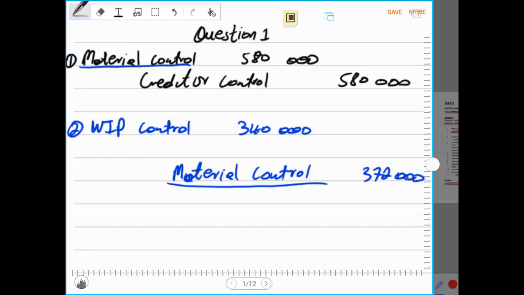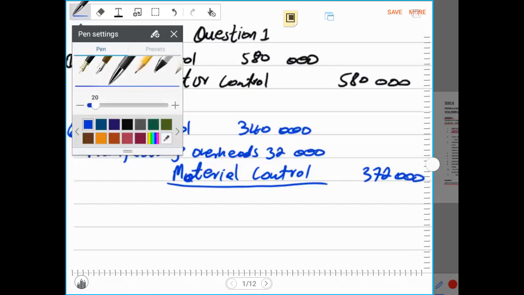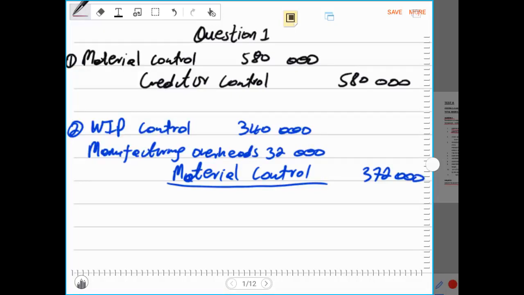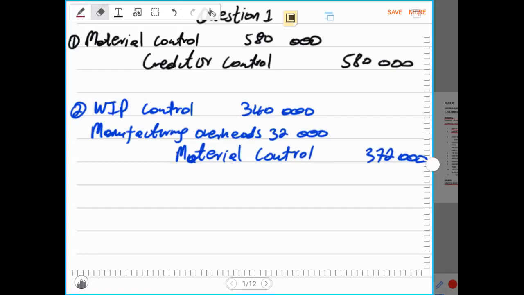However, indirect material, because it is indirect, and all the indirect costs are classified as manufacturing overheads. Remember, all the indirect costs are classified as manufacturing overheads. So that is why the indirect material will go to manufacturing overheads. Manufacturing overheads will increase by the amount of 32,000 rands because of the indirect material that was issued. Therefore, that will be recorded under manufacturing overheads.